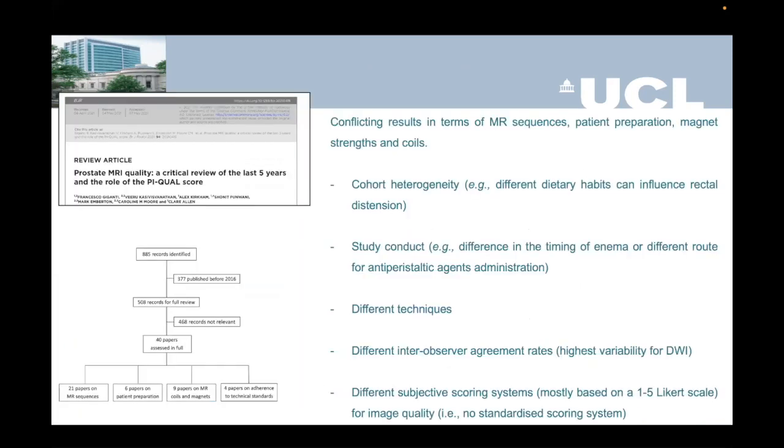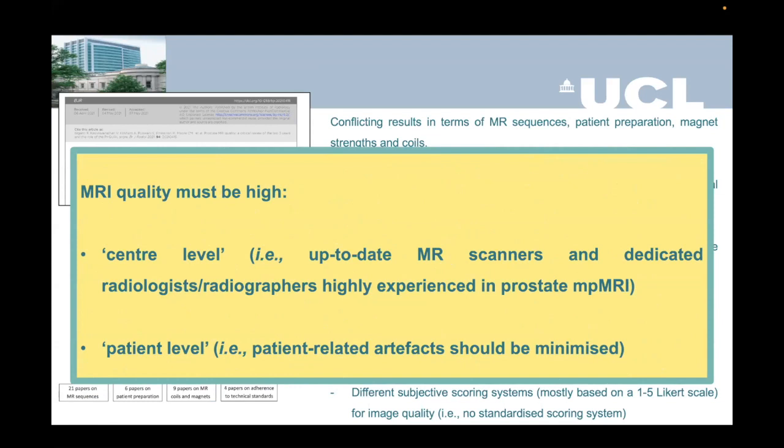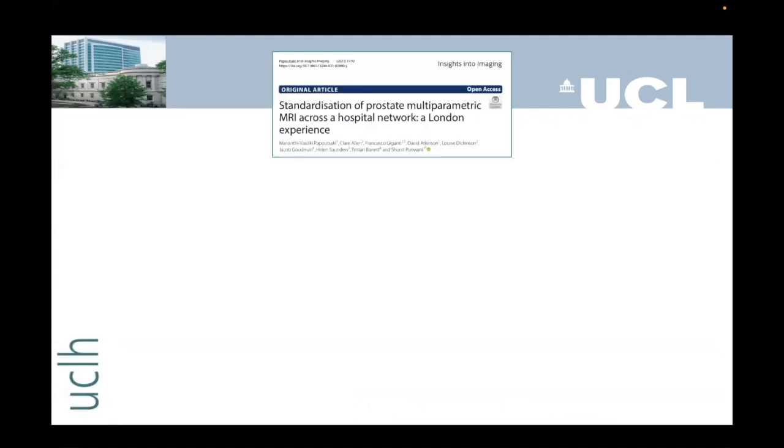We conducted a review over the last 5 years of the role of image quality in the literature, and basically we have seen that there are a lot of conflicting results in terms of MR sequences, patient preparation, but also in terms of how we score the quality of the scans. So many of these studies use a 1 to 5 scale that is in-house made, but there are no standardized scoring systems. So this is the reason why MRI quality from this review must be high at the center level, so using up-to-date MR scanners and dedicated and experienced radiologists or radiographers, but also at the patient level, so we should minimize the presence of artifacts.